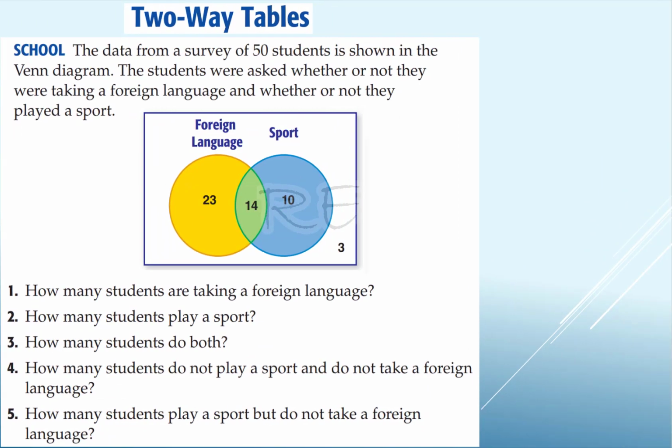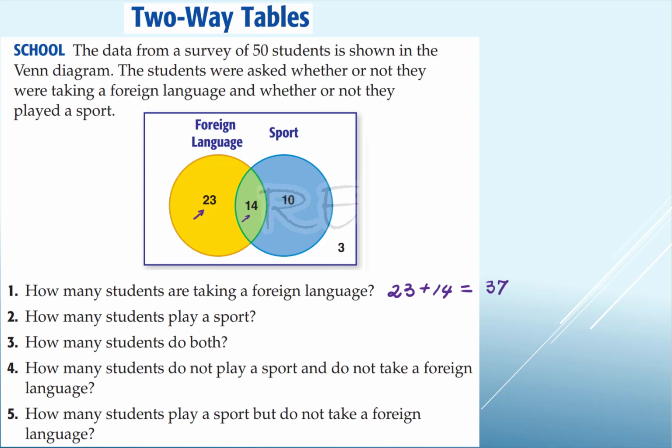We're going to answer 5 questions about this Venn diagram, about the survey of 50 students. The first one is, how many are taking a foreign language? Well, the foreign language circle has 23 plus 14. So 23 plus 14, 37.